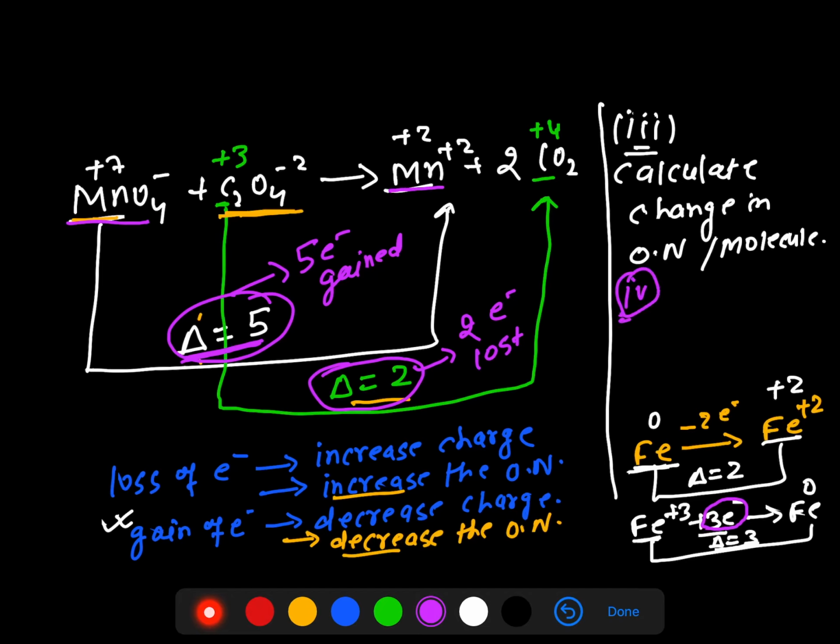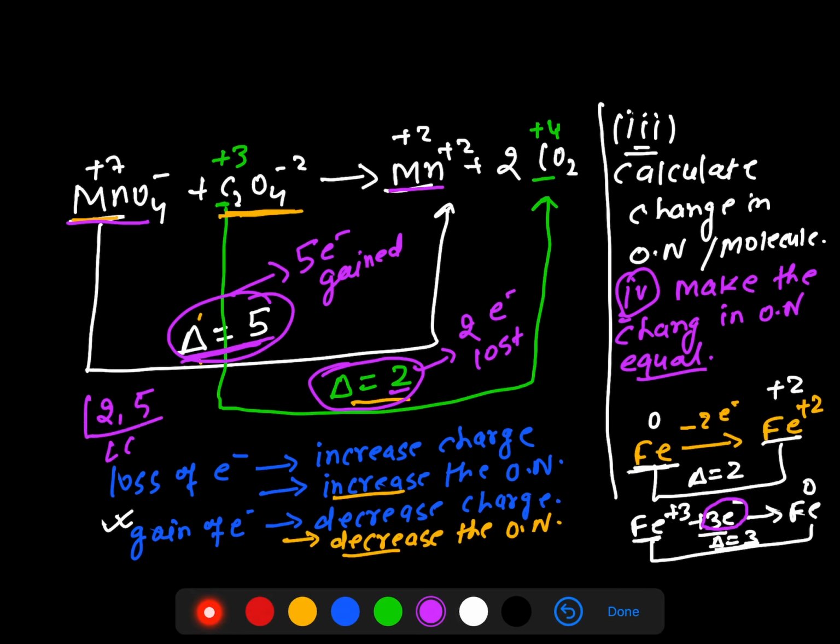If we make the changes equal, the number of electrons lost will become equal to the number of electrons gained. So in the fourth step, we will make the change in oxidation numbers equal. And how will you make it equal? By multiplying by the suitable number. And how can you find the suitable number? If you take the LCM of the two changes. The LCM of 5 and 2 is 10. So if you multiply this by 5 and this by 2, the changes will become equal, right?